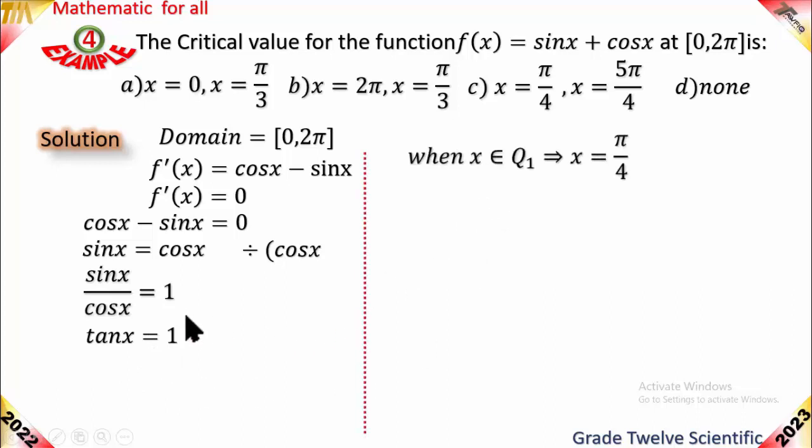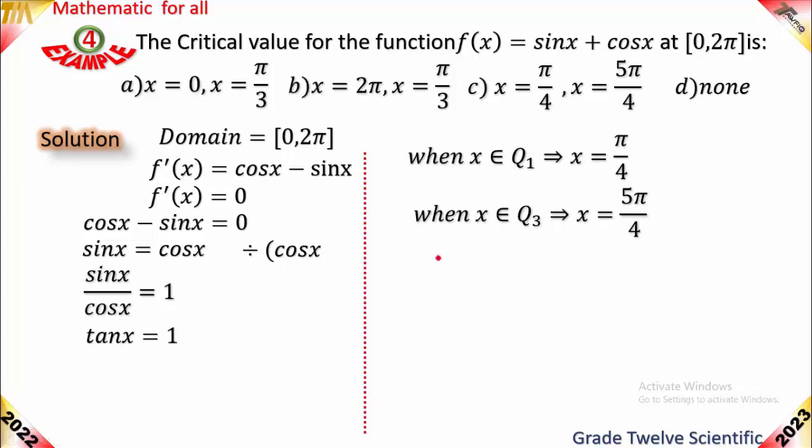x belongs to the first quarter and x is equal to pi over 4. When x belongs to the third quarter, x is 5 pi over 4. How do we find the second one?